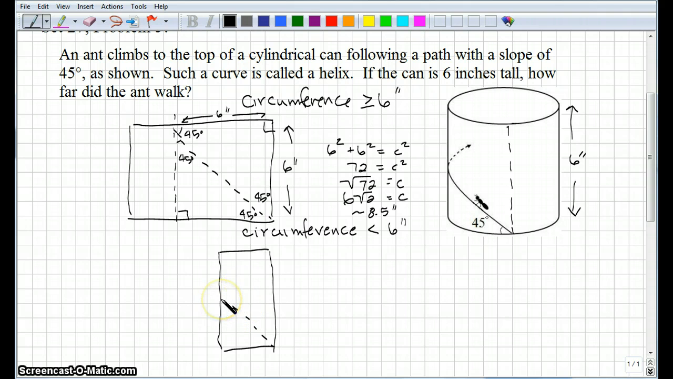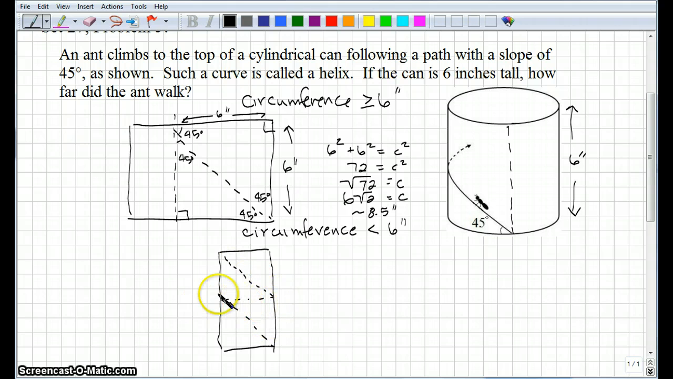When he gets to the edge, this isn't really the edge of the can. This edge meets this edge, and so he's going to emerge over here. Let's get a perpendicular over here. So he's going to actually emerge over here. It kind of looks like he's going to go around the can twice, but it doesn't really matter.